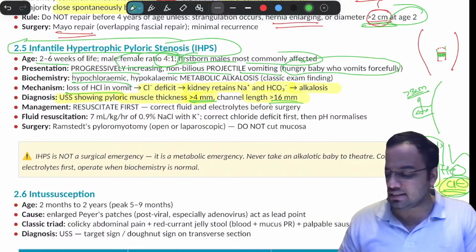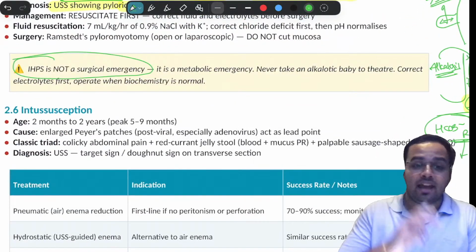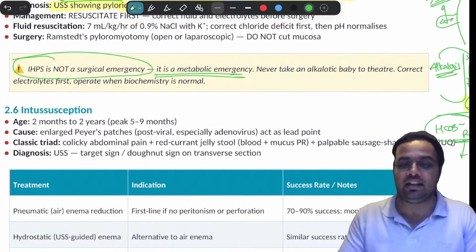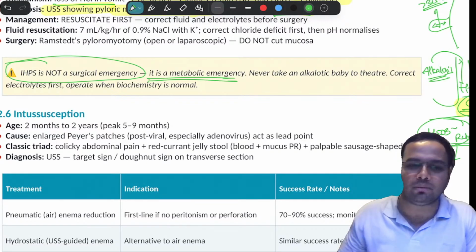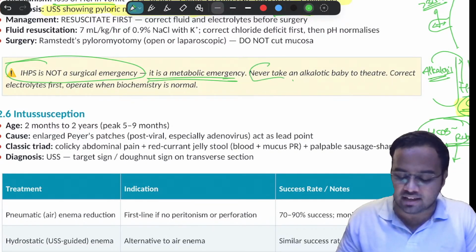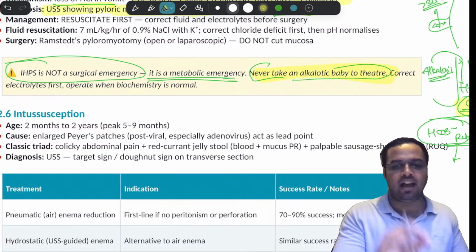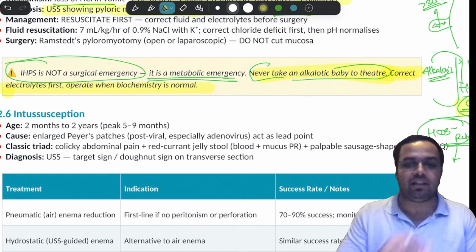How are you going to manage the patient? So one important line is, it is not a surgical emergency. It is a metabolic emergency because the chloride in the baby is low. We already saw that a small change in the osmolarity of the child is going to cause a lot of damage to the blood-brain barrier. So never take an alkalotic baby to the theater. So it is the take-home point from today's lecture. In IHPS, don't take the baby to the theater. First correct the electrolytes and operate when the baby is normal.